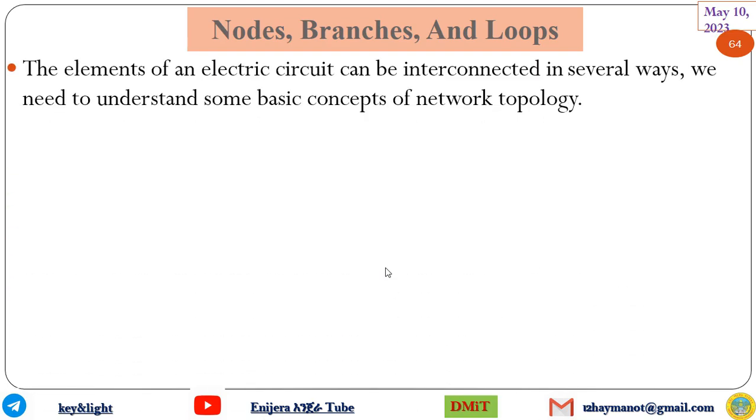So the elements of an electric circuit can be interconnected in several ways, either series, parallel, or either of the two. Either of the two.